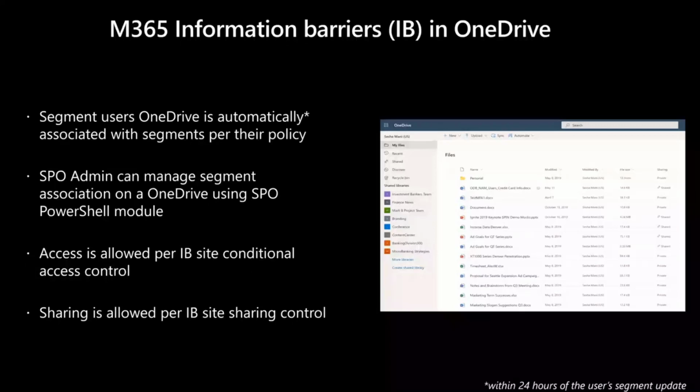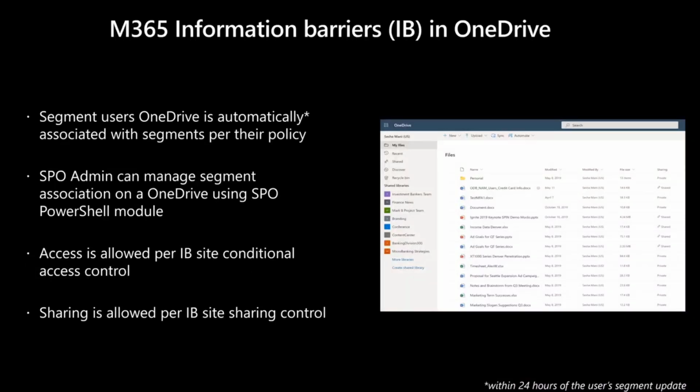Also, we are allowing the SPO admin to manage the segment association on a OneDrive using the SPO PowerShell. Similarly to how an SPO admin can add or remove segments from a SharePoint site, we are also allowing them to manage it for OneDrive sites. Once the OneDrive is associated with segments, the access control and sharing control will be allowed per the IB segments on the site, similar to how they work for a typical SharePoint site. So out of the box, if the user has a segment associated, the user's OneDrive will also automatically be associated with the segment.